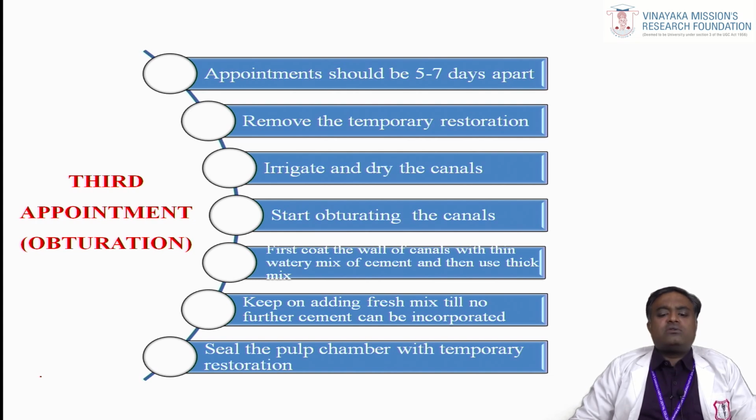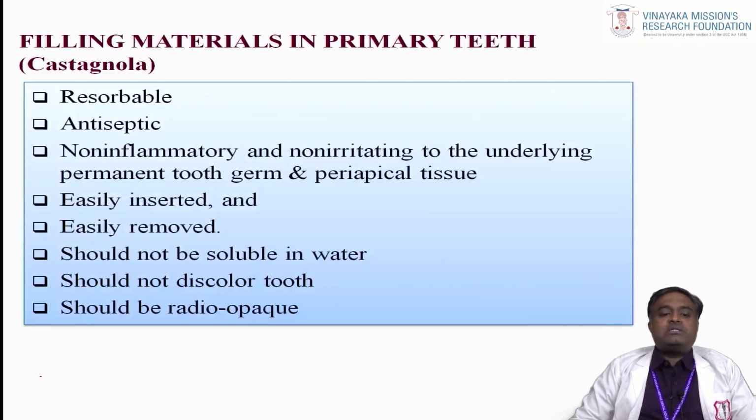So first coat the walls of the canals with the watery mix of the cement, and then use the thick mix for obturation. Keep adding the fresh mix till no further cement can be incorporated. After that, seal the pulp chamber with the temporary restoration. So next we will see the different filling materials in primary teeth.